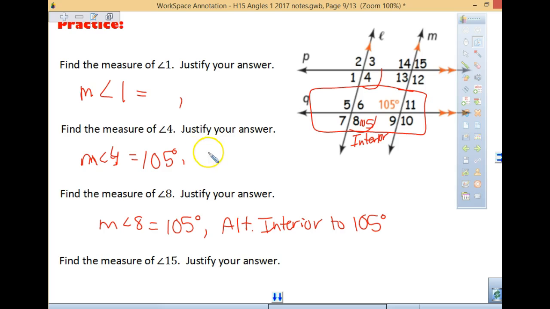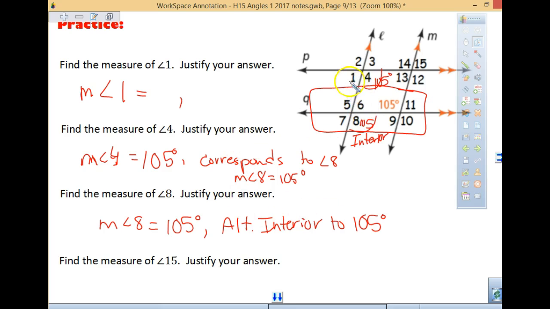Corresponding. So the reason we can justify our answer: angle 4 corresponds to angle 8, and the measure of angle 8 was equal to 105 degrees. So they have to be 105. So I now know this is 105. And now it is much easier to find the measure of angle 1, right? So I didn't do them necessarily in order.